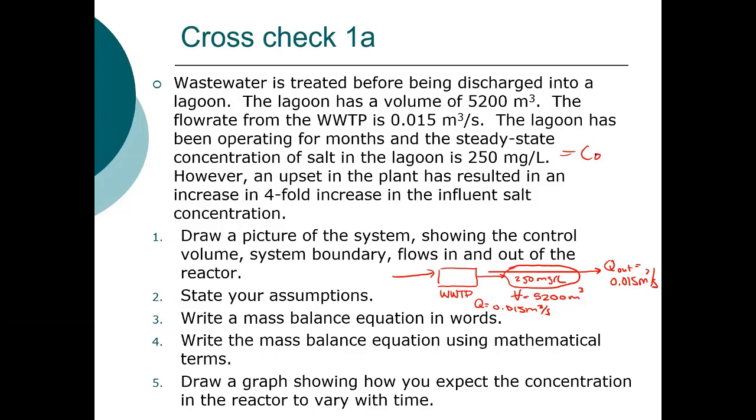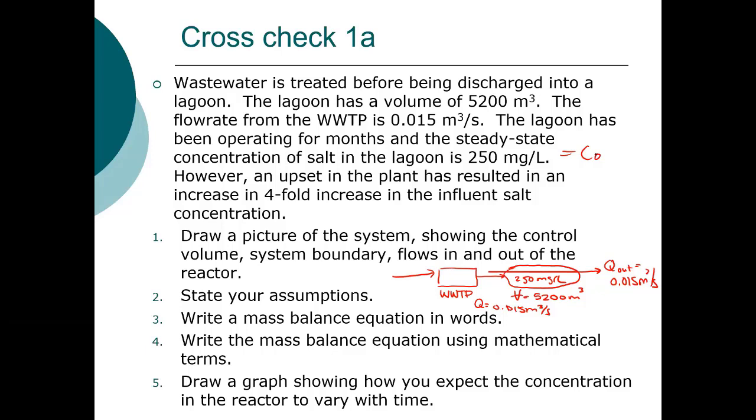And then there's a plant upset. And the upset results in a fourfold increase in the influent concentration. So if the lagoon is operating at steady state, based on what we've talked about, as a salt, it's non-reactive. So the influent concentration has to be 250 milligrams per liter. Does that make sense why that would be the case?